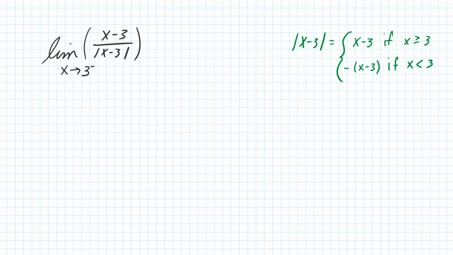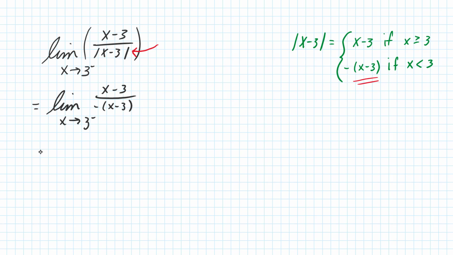So with that, we can come back to our original, and we can say this is equal to the limit as x approaches 3 from the left of x minus 3 over. Now what we're going to do is think about x coming into 3 from the left, meaning x is going to be less than 3, right? Coming in from the left. So if x is less than 3, we're going to choose this version and replace it with the opposite of x minus 3, because we're coming in from the left.